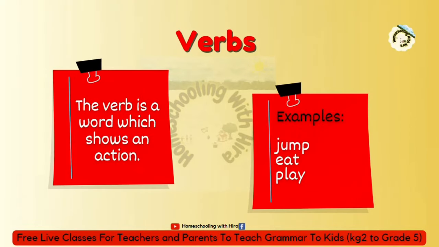So if we teach verbs to our kids, we give them the simple definition that a verb is a word which shows an action. For example, jump, eat and play. Verb ki simple definition kya hai? Verb aise words hote hain jo action yani ke harkat dikhate hain. For example, jump, eat or play.